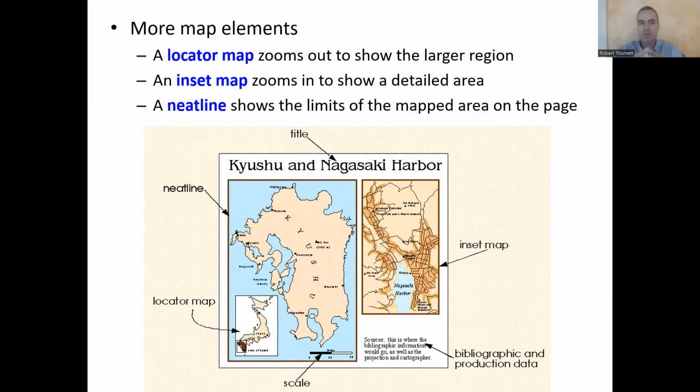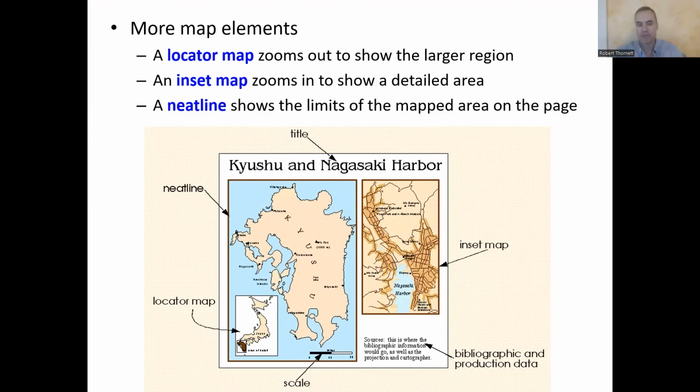Now let's look at a few extra map elements, which I'll just throw at you here. You have a locator versus an inset map. They're kind of like opposites of each other. So the first is a locator map. A locator map zooms out, so you can see the bigger picture. Where am I? The larger region.